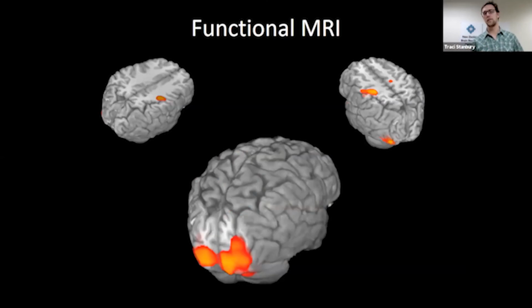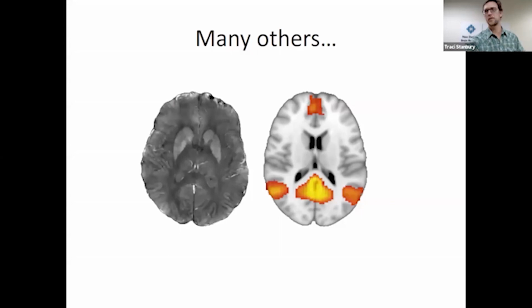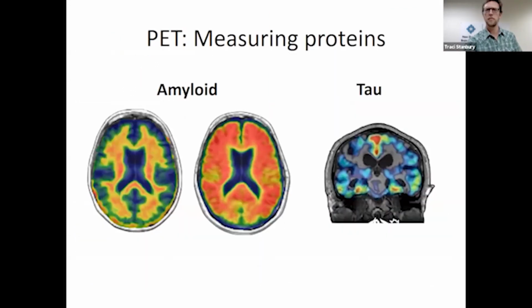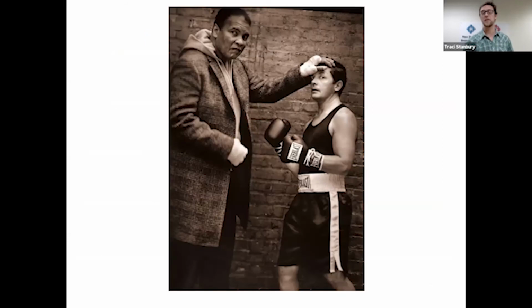And we can also look at function. So we can look at which areas of the brain are specifically active during tasks or when we're performing, and we can see if they're not working quite as well as we would hope. And there are many other types of MRI. Right, so I think today what I'm going to do is I'll just skip over positron emission tomography, come back to that if you have some specific questions.